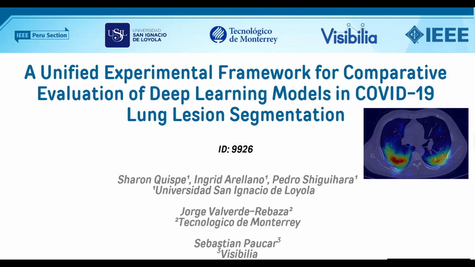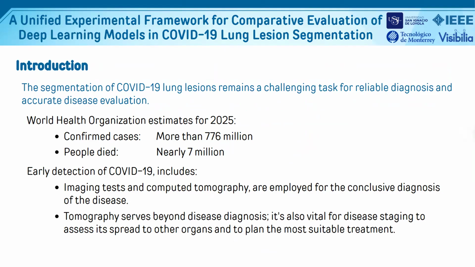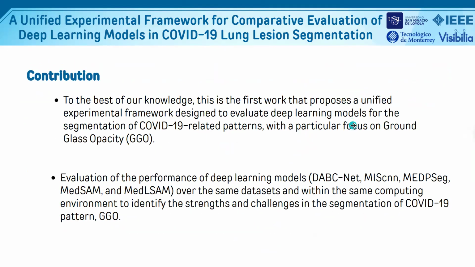The segmentation of COVID-19 lung lesions remains a challenging task for reliable diagnosis and accurate disease evaluation. We found that most deep learning studies often focus on technical aspects and lack detailed empirical evaluations. A fair assessment of the performance of models from the literature is needed to establish certainty in identifying which model demonstrates consistency. The contribution of this work lies in integrating qualitative evaluation with standard quantitative approaches within a unified experimental environment.